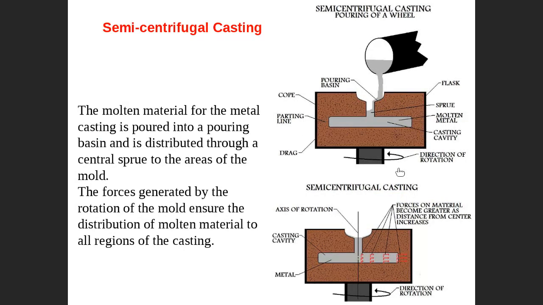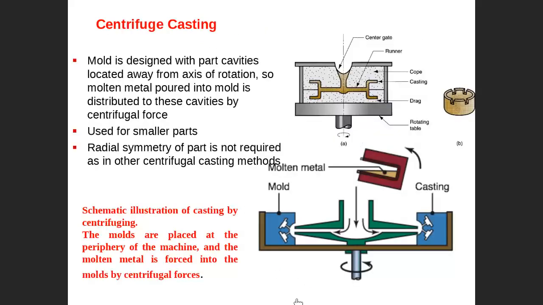because the rotational motion, or centrifugal force, will push the liquid to move and fill tiny pieces. Smaller sections can be produced and better quality can be produced by using semi-centrifugal casting. This is what we call semi-centrifugal casting, not true centrifugal.